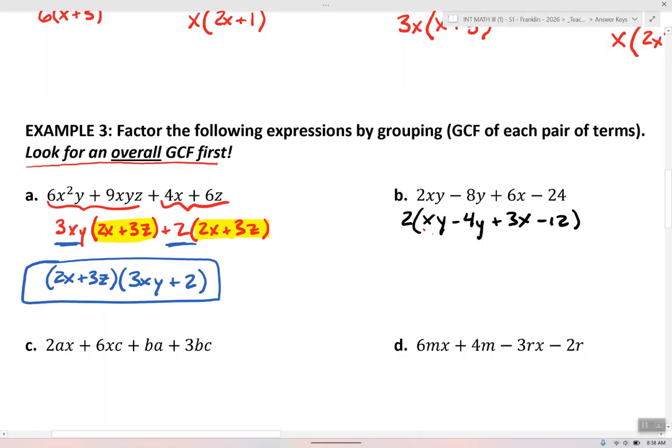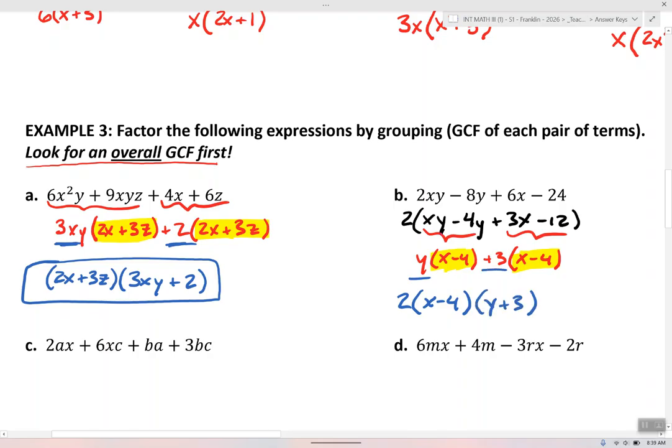Okay, and then I can do grouping. Take out a GCF from each pair. So from the first one, I can take out a y. That leaves x minus 4. And from the second pair, I can take out a positive 3, which leaves x minus 4. And that's what I wanted, right? I have x minus 4 in both parentheses. They are the same. So for my final answer, I have the 2 I pulled out from the beginning. I have the x minus 4 in parentheses, and then the y plus 3, those GCFs that I took out from each pair.